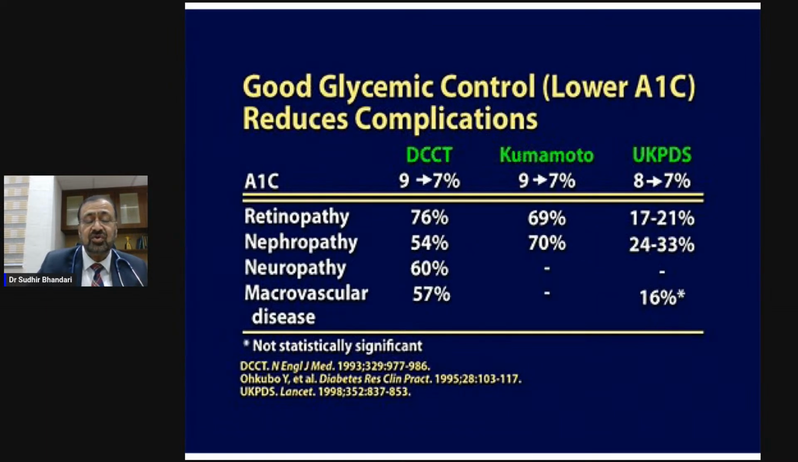Why do we need to control diabetes so effectively? All of you know that it is very essential to control diabetes effectively, because if you don't bring down the HbA1c to as low as 7%, there are increased chances, in all the studies like DCCT, Kumamoto, or UKPDS, there's an increased incidence of retinopathy, nephropathy, neuropathy, and macrovascular disease. That's the reason you need to have perfect glycemic control, which can be achieved with insulin, and one needs to be very careful about it.